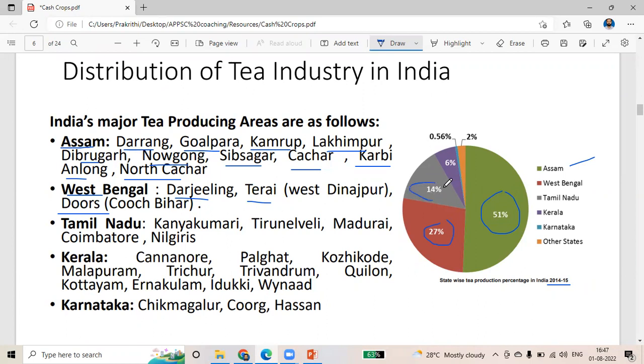Tamil Nadu में 40%, Kerala में 6%, and Karnataka में 0.56%. इतना है. Tamil Nadu में कन्याकुमारी, तिरुनेलवेली, मदुरै, कोयम्बटूर, and नीलगिरी. Kerala में कन्नूर, पालक्काड, कोझिकोड, मलप्पुरम, त्रिशूर, तिरुवनंतपुरम, Kollam, Kottayam, Ernakulam, Idukki, Wayanad. So almost all the districts of Kerala. Then some portion in Karnataka, that is Chikmagalur, Coorg, and Hassan districts of Karnataka. So these are the areas where we are having maximum production of tea.